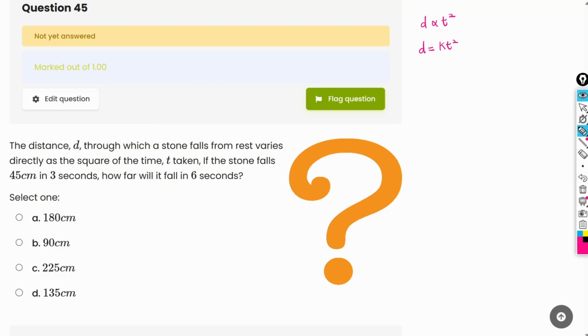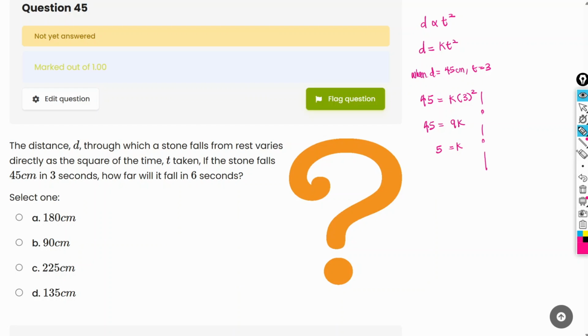Now, we are told that when the stone falls, so when d is equal to 45 cm, t is equal to 3, and we can use this relationship to solve for k. So I'm going to have 45 is equal to k times 3 squared. So 45 is equal to 9k. That means that the constant of proportionality is 5, dividing both sides by 9.